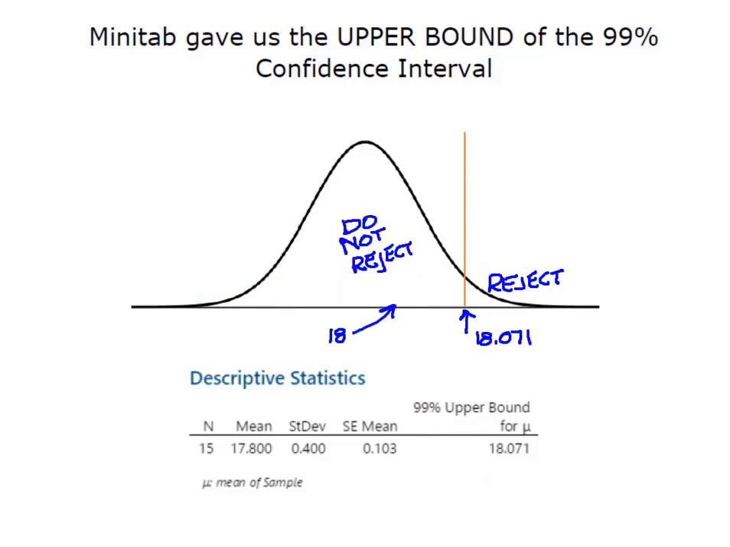So I'm going to compare my hypothesized value of the mean, which was 18, to the upper boundary of the confidence interval for mu. And what we'll find is that the 18 falls inside of the interval, because this interval runs this direction. I would have had to be up here, greater than 18.071, to come up with a reject decision.